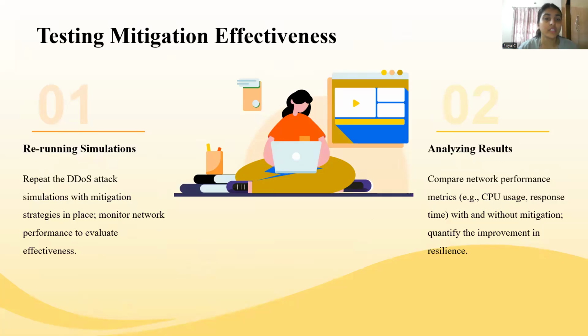Next, let us discuss testing and validation. First, we are discussing testing mitigation effectiveness. Here also there are two major categories. One is rerunning the simulation, another one is analyzing results. In rerunning the simulation, repeat the DDoS attack simulations with mitigation strategies in place. Monitor network performance to evaluate the effectiveness. In analyzing the results, compare network performance metrics, for example CPU usage and response time, with and without mitigation, and quantify the improvement in resilience.